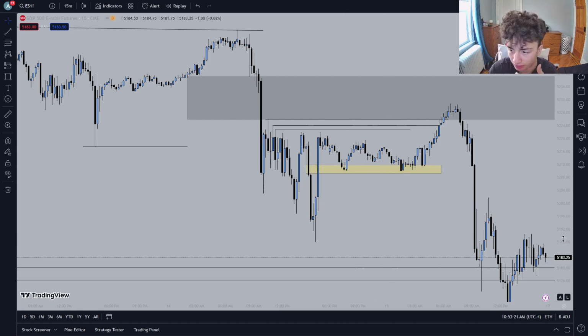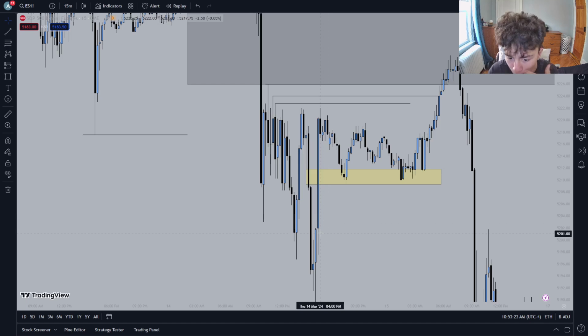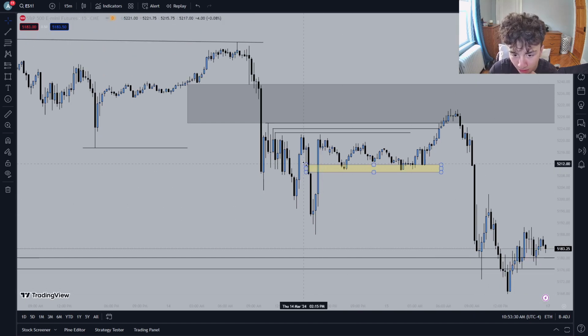If this gets closed above, you're going to look to take it. It's just way more precise because inversion fair value gaps are just insane. As you can see, it's not playing off of this general area of fair value gap, right? This is too big to play off of. It's playing off the inversion fair value gap. That's why it's so much more precise.